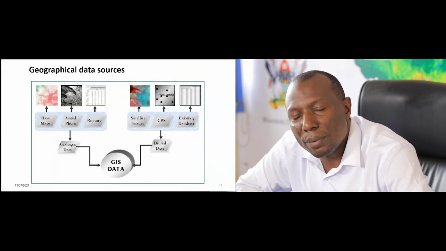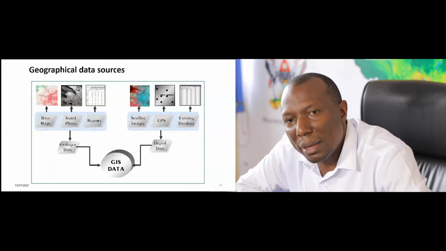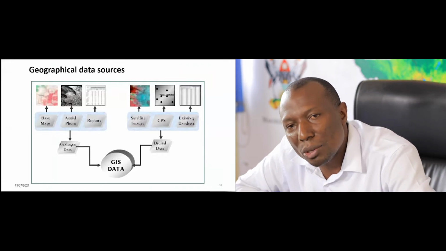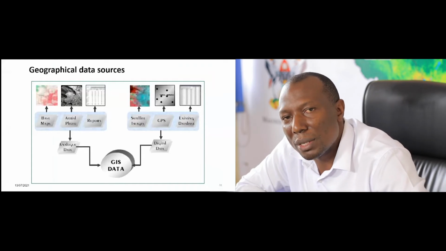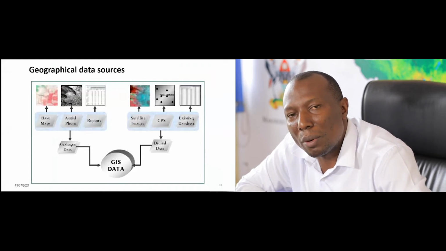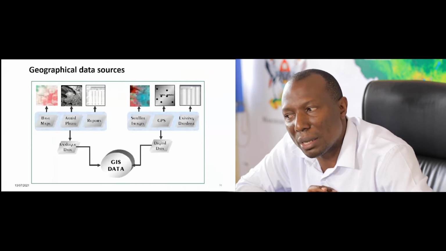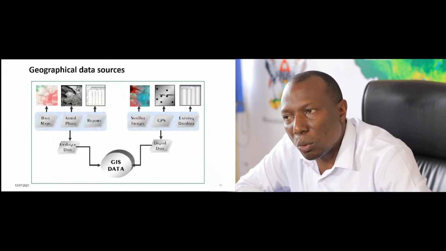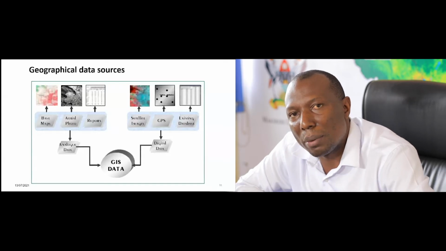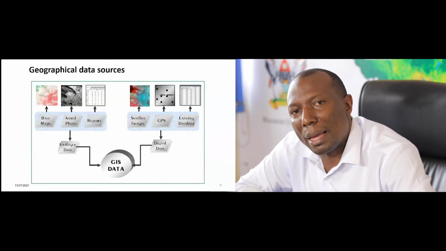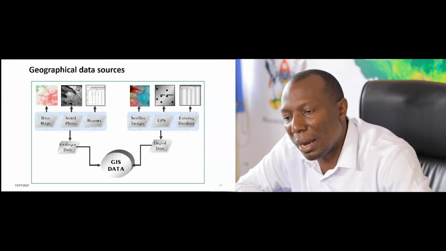For instance, ask yourself today, am I able to get a recent soil map for my country? Am I able to get a recent land use for my country? Am I able to get a recent population data set for my country? Ask yourself that question. So, data access in GIS is tricky for any country.